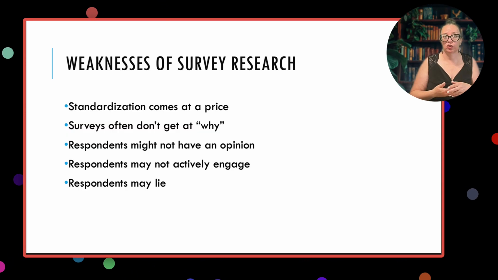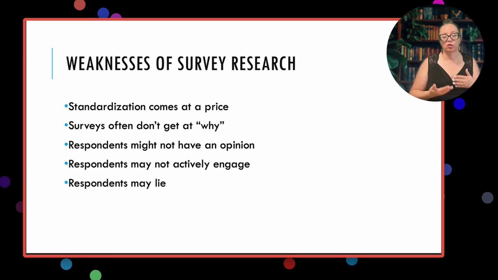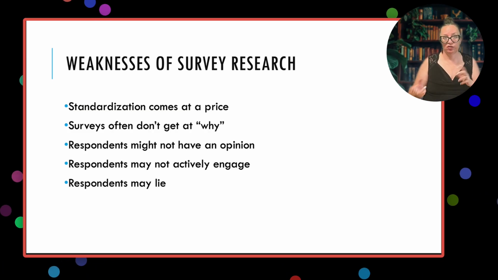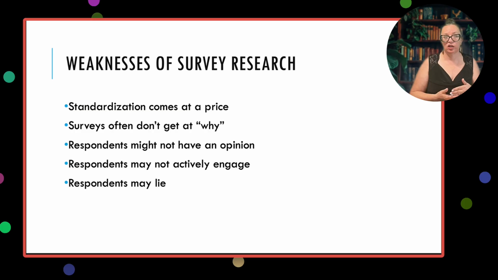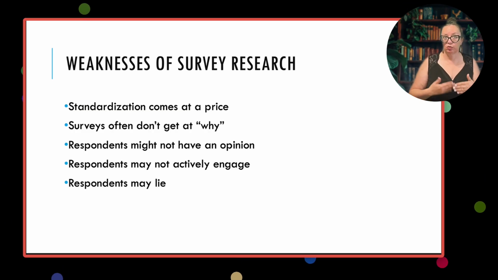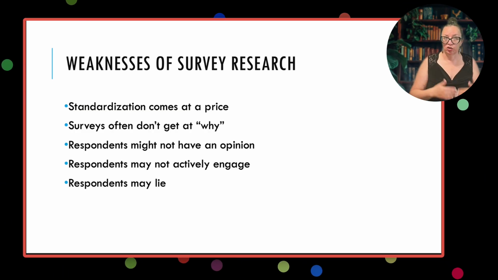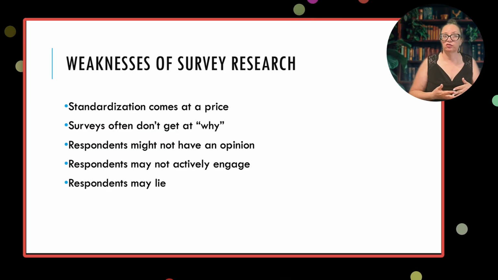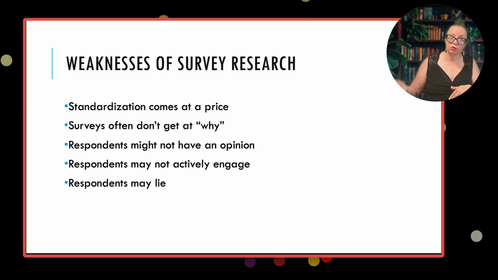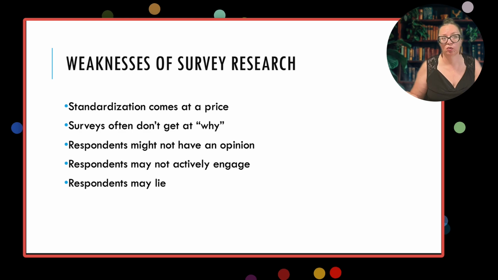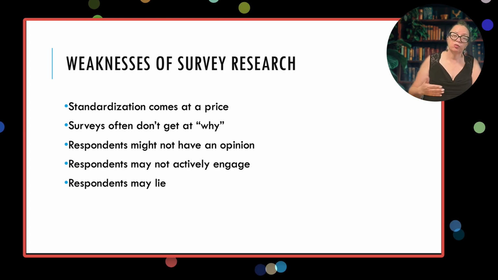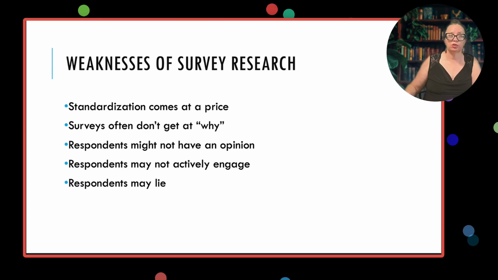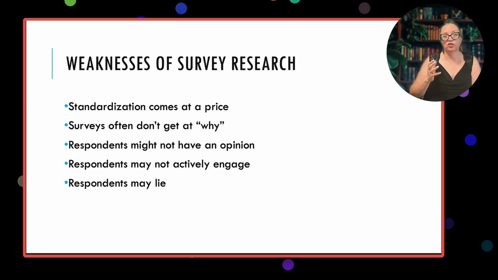So surveys often don't get at why, and I think this is something really important to note. Remember that cause and effect relationships can only be achieved by an experiment in which we have randomized assignment, a control, and an experimental group. And we have a whole section of the class devoted to experiments and experimental design that we'll be touching on after this, since we're getting this information now to help with our projects. We'll be doing experimental later. But surveys often don't get at why.